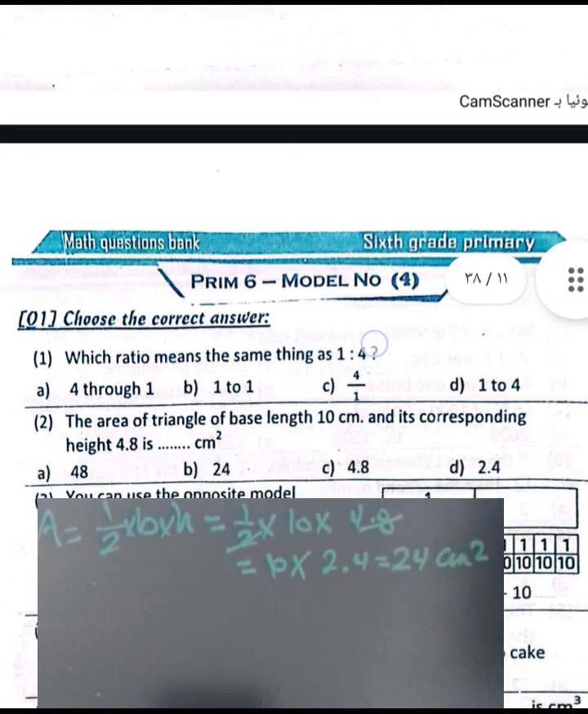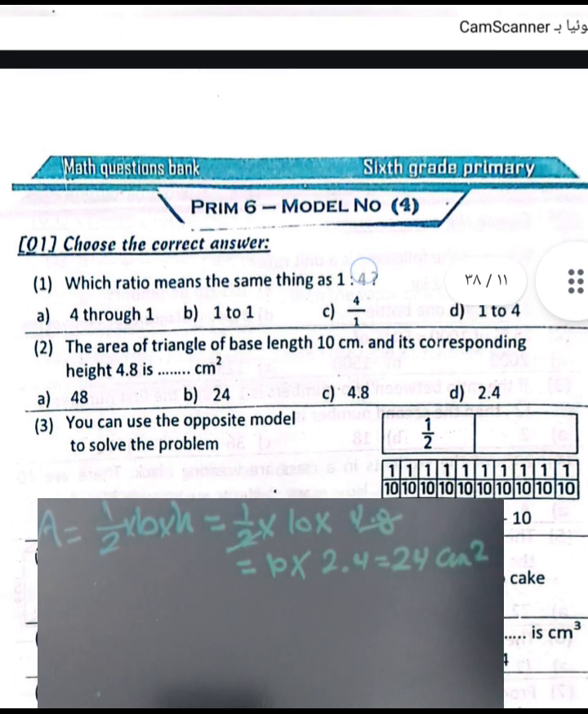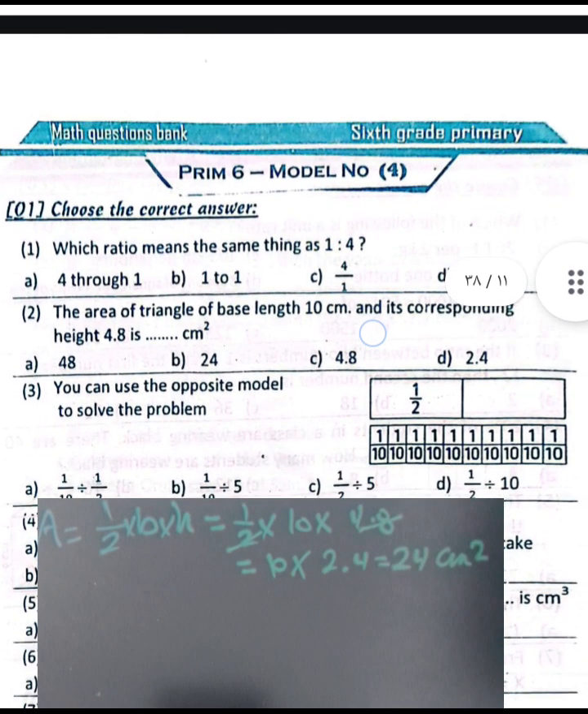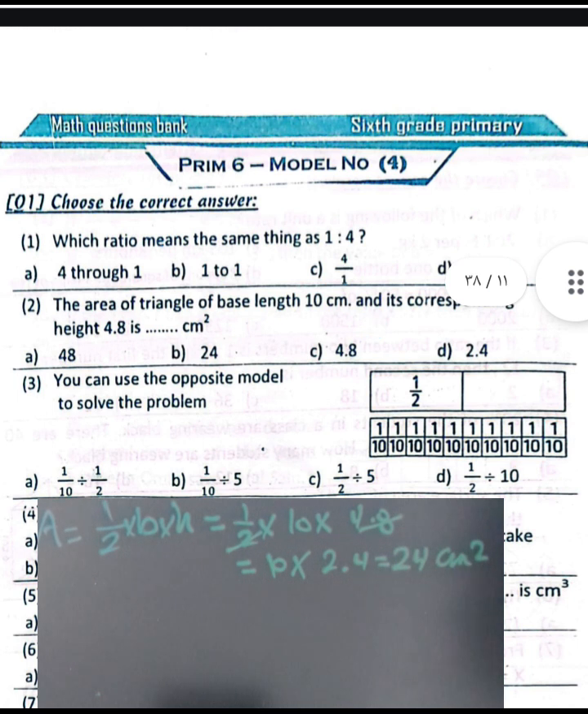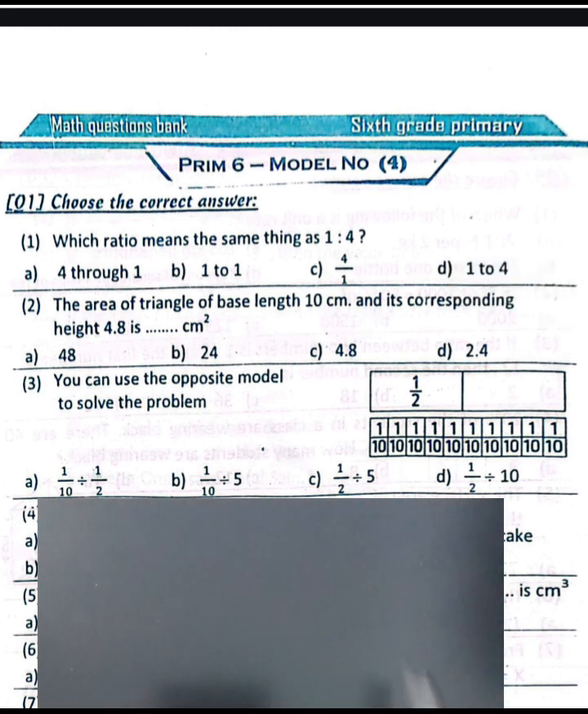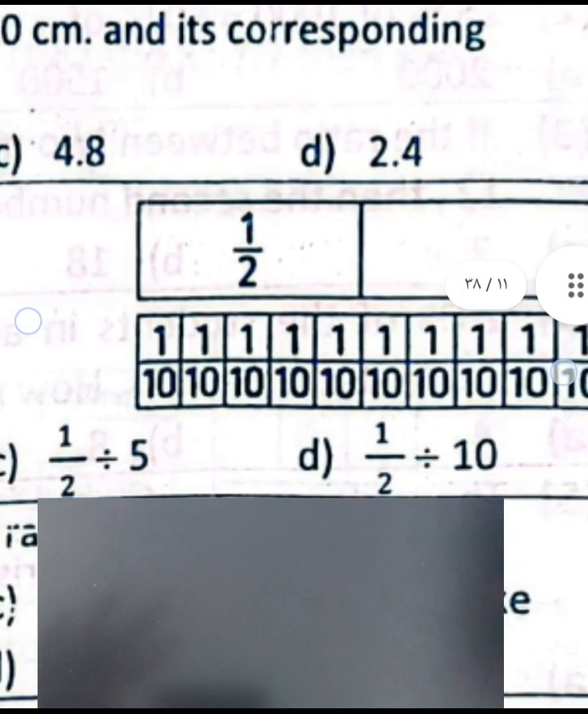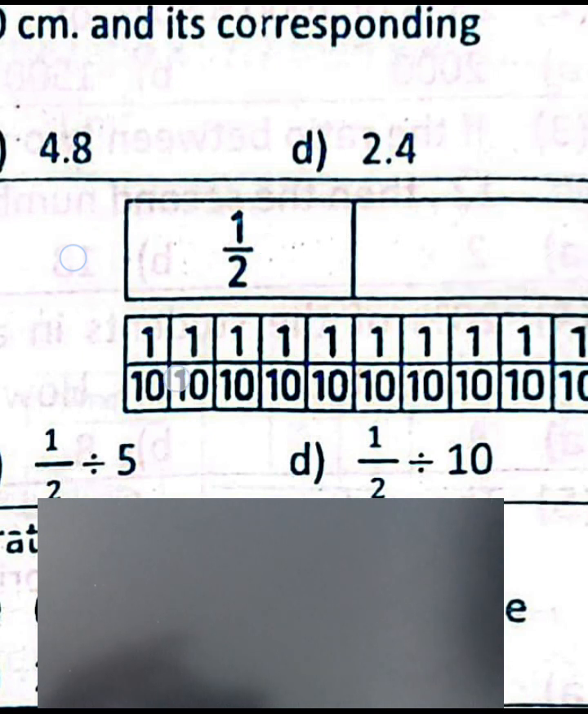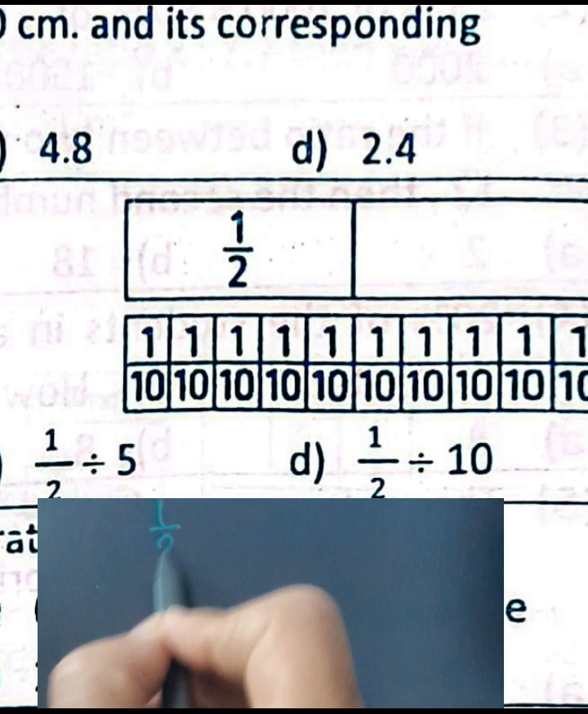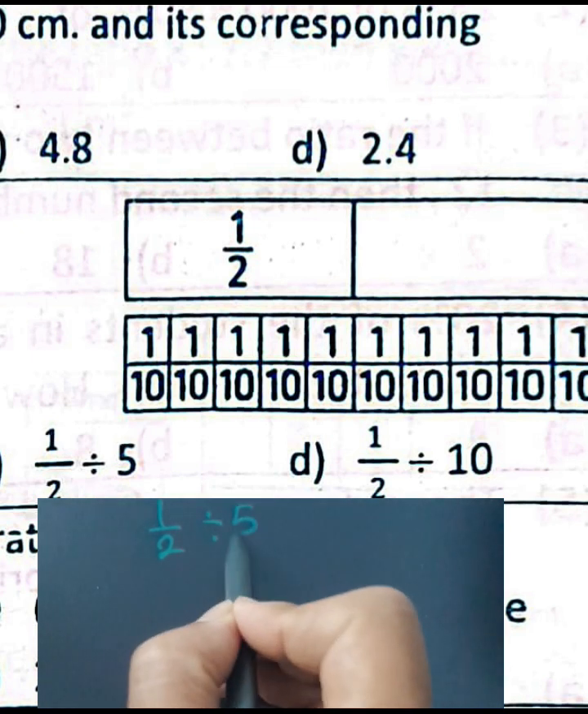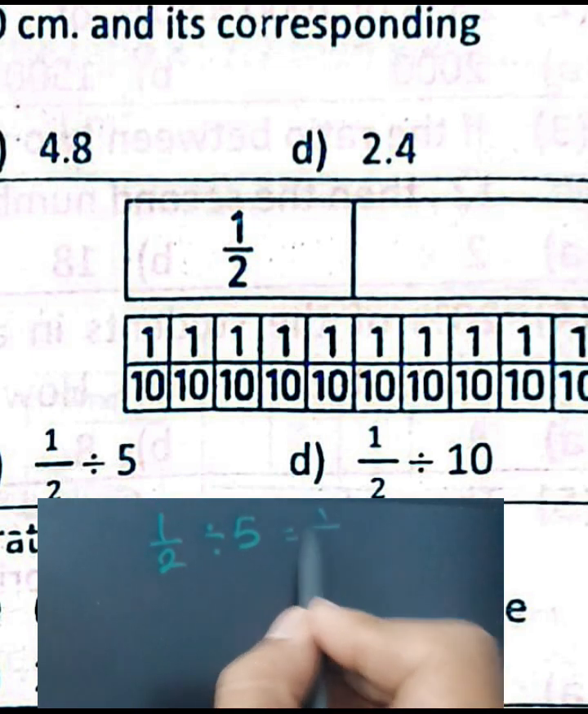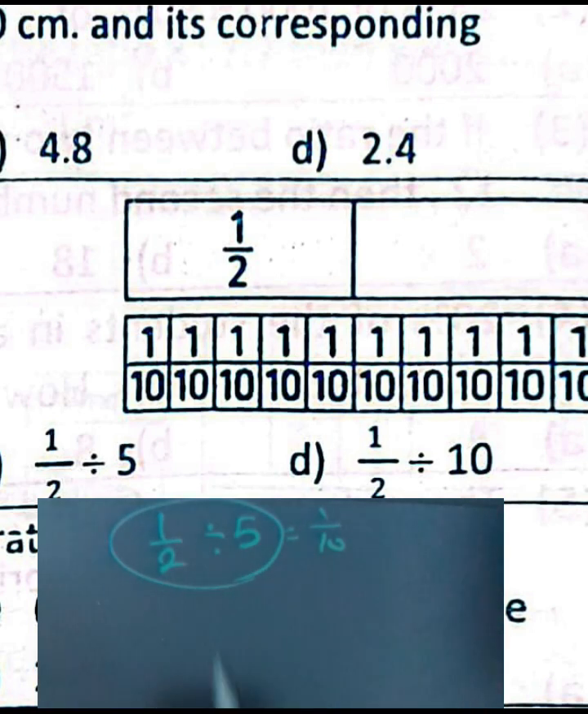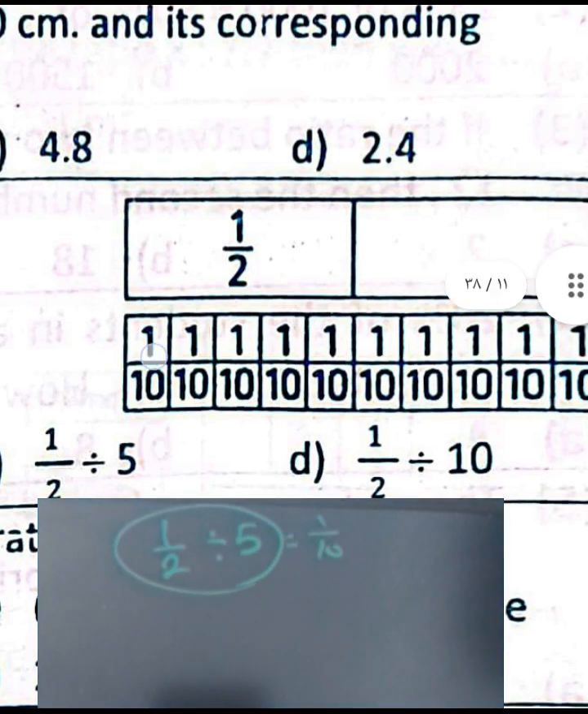Now we'll solve question number 3. You can use the opposite model to solve the problem. We have here 1 over 2 divided into how many parts? Divided into 5 parts in this model. Can you see here? We have a half divided into 1, 2, 3, 4, 5 parts. Then the result will be 1 over 10. Then the operation will be 1 over 2 divided by 5. You must choose letter C here.